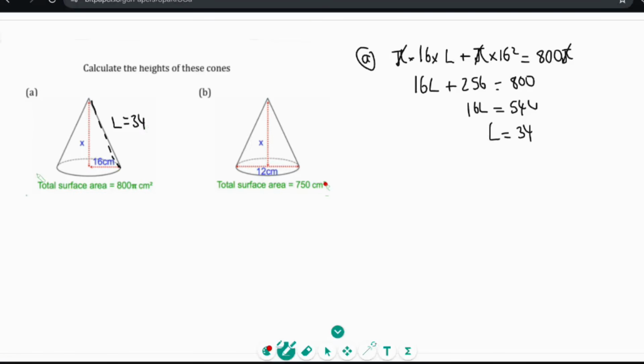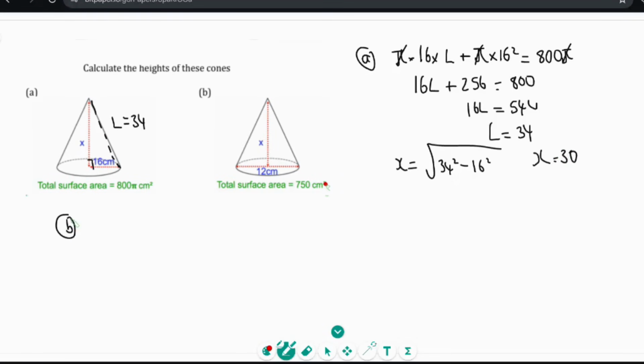And then we've got a right angled triangle, so Pythagoras. We've got the hypotenuse, so x is the square root of 34 squared, subtract 16 squared. Which is 30.